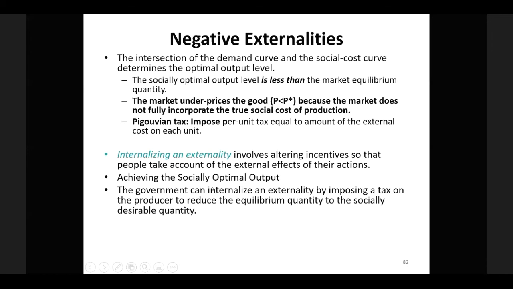Achieving the socially optimal output here also will require imposition of a tax on the producer to reduce the quantity to the socially desirable level. I don't know the extent to which you have done your principles of economics in level 200, but you recall that anytime a tax is imposed on the producer, the effect is that the producer reduces the quantity that it produces. I think you recall that if you have studied that in level 200.